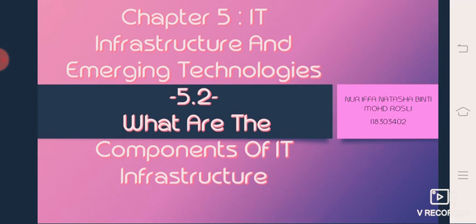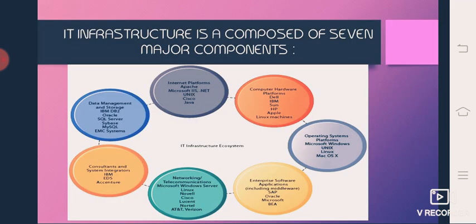Today, I will present Chapter 5, which is IT infrastructure and emerging technologies. In subtopic 5.2, what are the components of IT infrastructure? They have 7 components. One, computer hardware platforms, operating system platforms, enterprise software applications, networking or telecommunication, consultants and system integrators, data management and storage, and last, internet platforms. We look at them one by one.